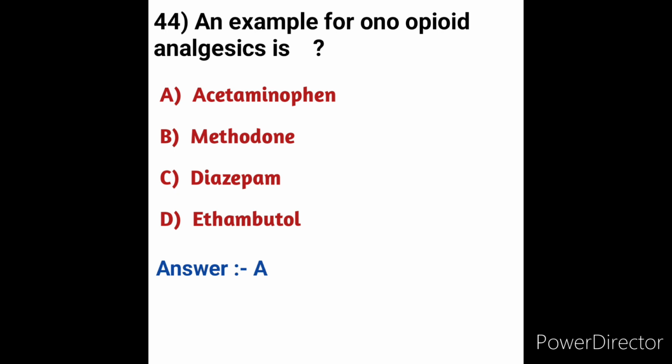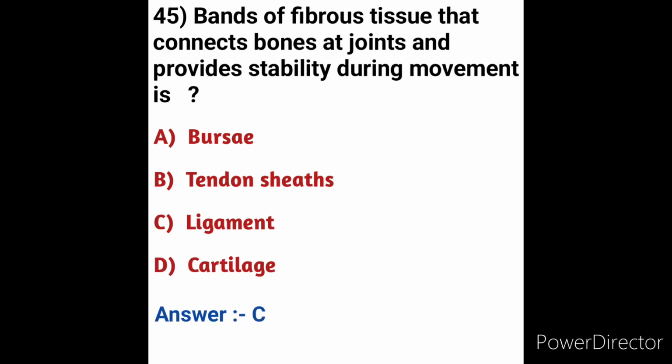Move on to question number 45. Bands of fibrous tissue that connect bone at joints and provide stability during movement is: option A bursae, option B tendon sheaths, option C ligament and option D cartilage. Here option C, ligament, is the correct answer. Ligaments are elastic bands of tissue that connect bones to each other and provide stability and strength to the joints. Ligaments often connect two bones together, particularly in the joints. So option C is the correct answer, ligament.